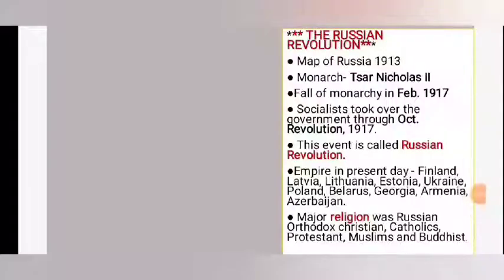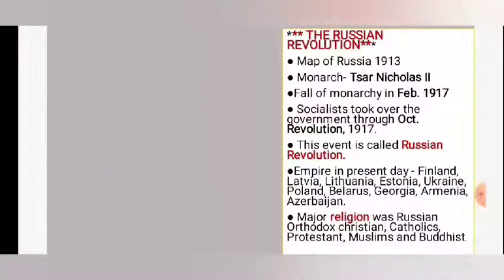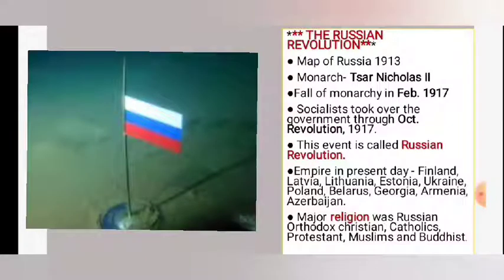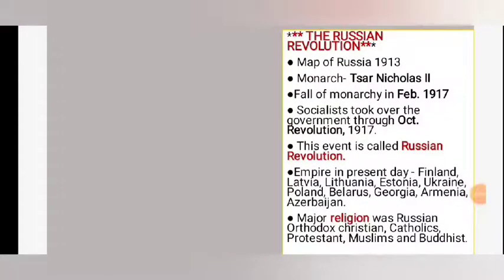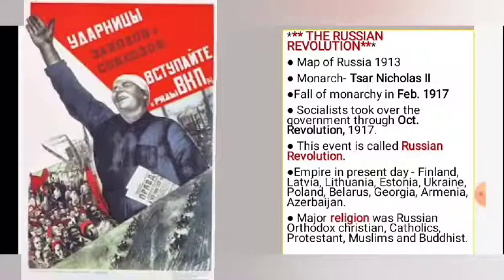In February 1917, the monarchic government was overthrown, and by October 1917, the government in Russia was overtaken by the people. Like the French Revolution, or the fight against the monarchy to establish liberty, equality, fraternity and democratic rights, in the same way, there was a fight, revolt, revolution in Russia against the monarchy, Tsar Nicholas II. Fall of monarchy in February 1917, and socialists took over the government through the October Revolution 1917. This event together is called the Russian Revolution.